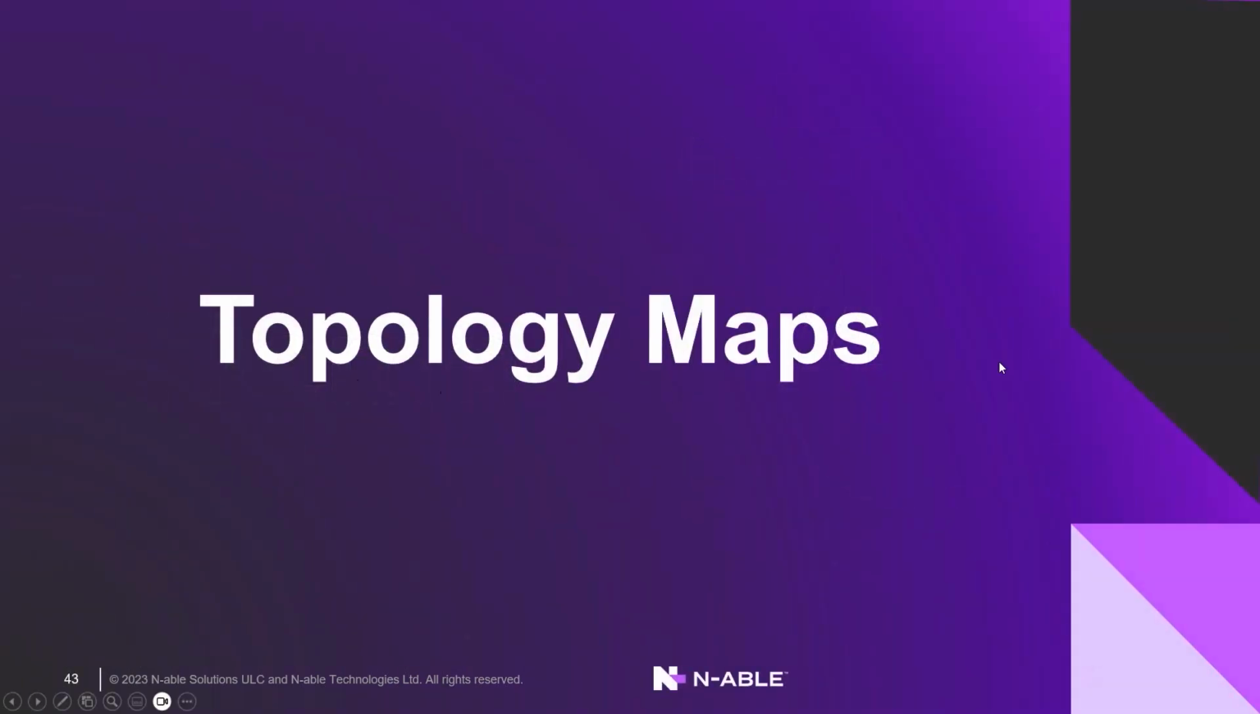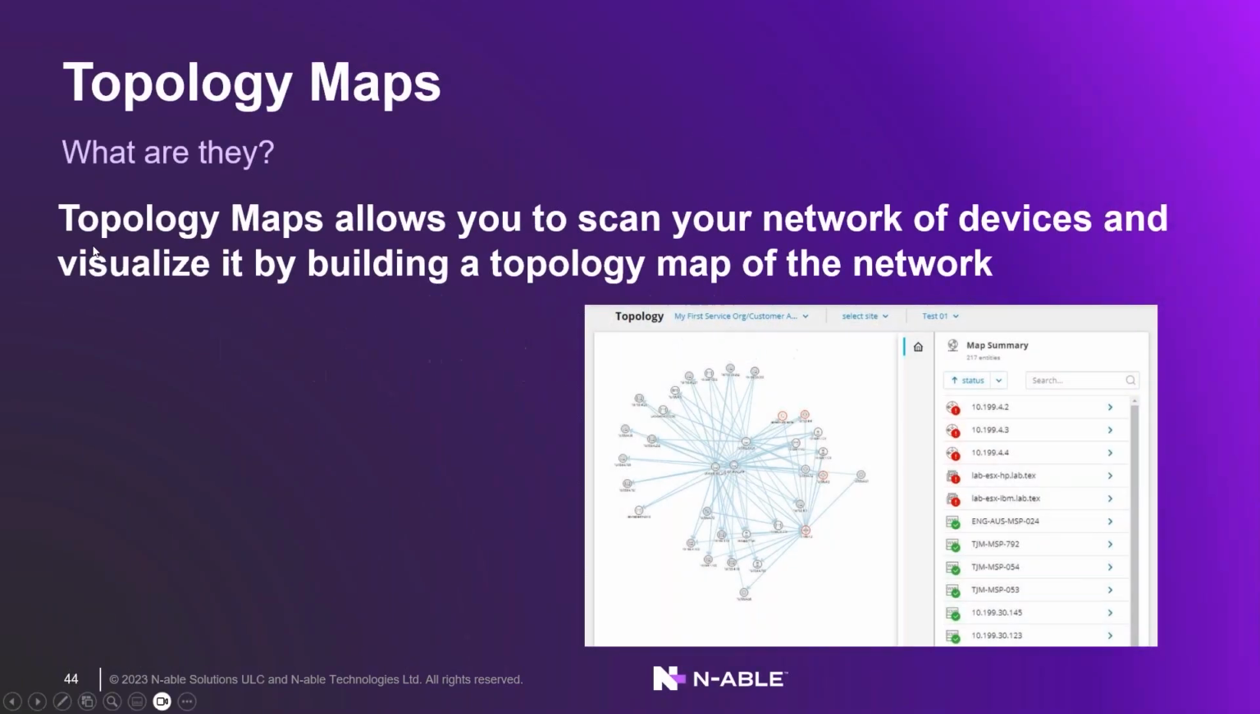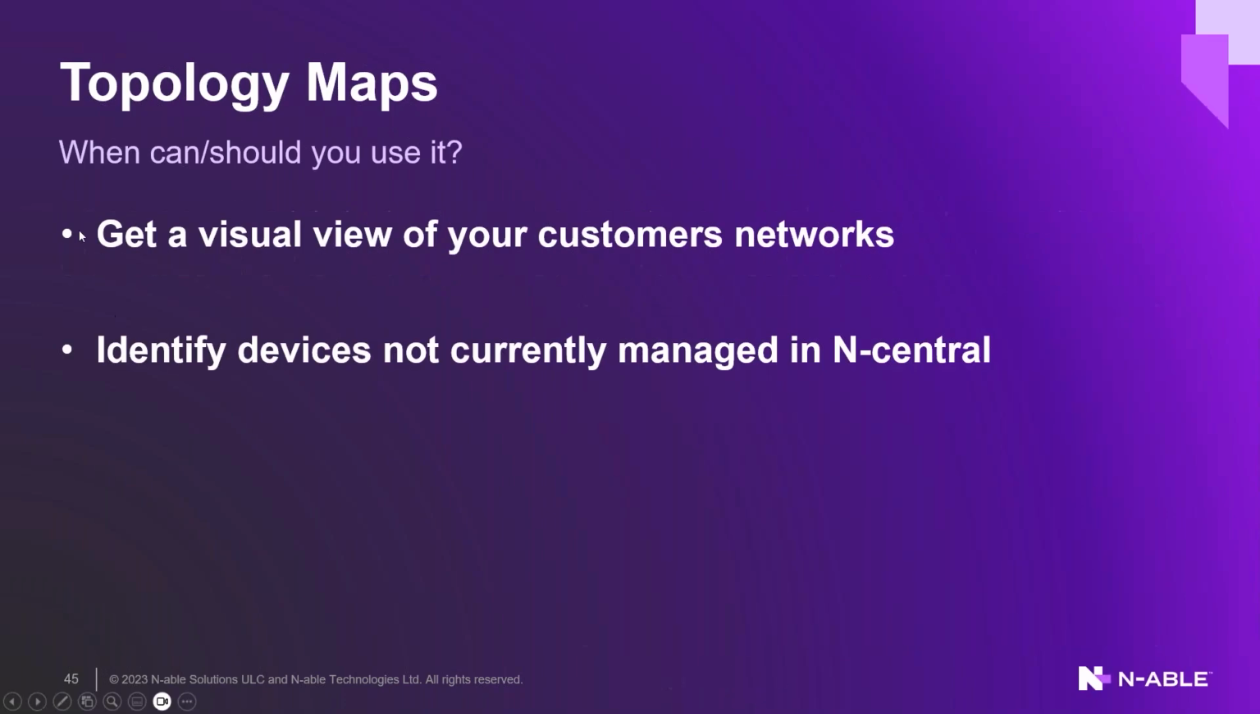Okay. Topology maps. Topology Maps allows you to scan your network of devices and visualize it by building a topology map of the network, okay? Now, there isn't a whole lot of different types of networks. They're all basically stars, but it is what it is.